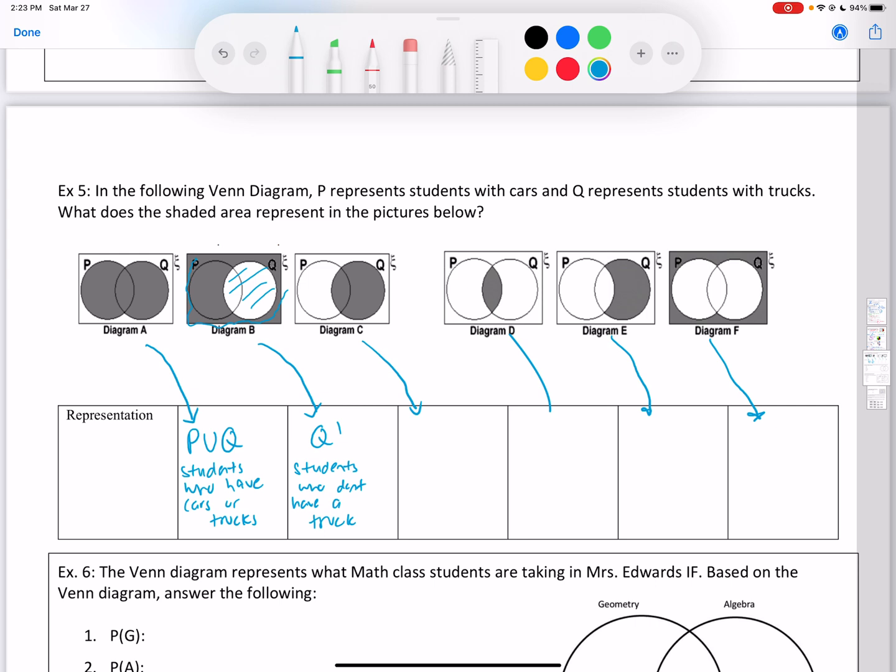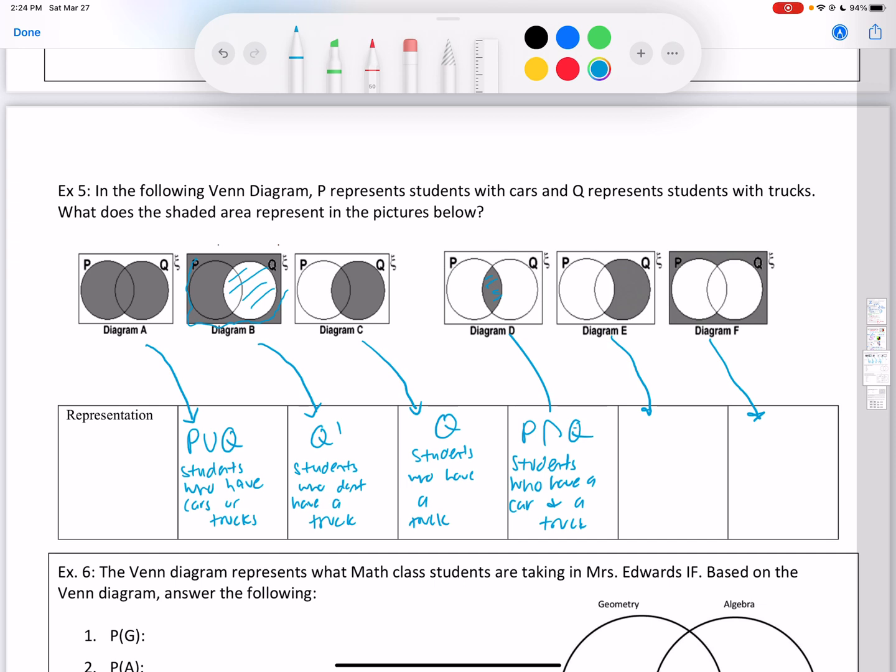Okay, here Q is represented, so that's just Q. So that's students who have a truck. And then we have this time the intersection. So that's the probability of P and Q. So students who have both a car and a truck, so lucky kids. Students who have a car and a truck.